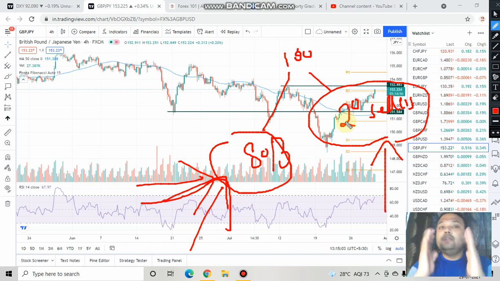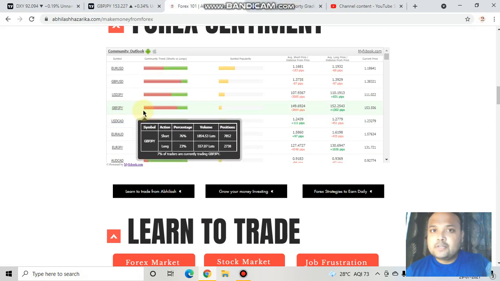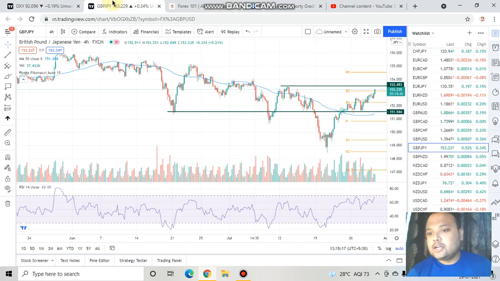Therefore, you should only follow the trend. Though the forex sentiment meter is telling that 76% traders have taken short position, but still you should just do the opposite because 90% traders lose money only. Okay, so let's jump to the chart of pound JPY and see what should be a strategy.